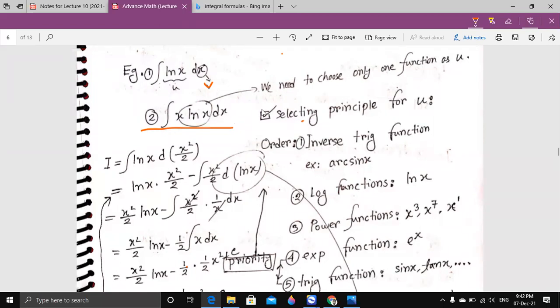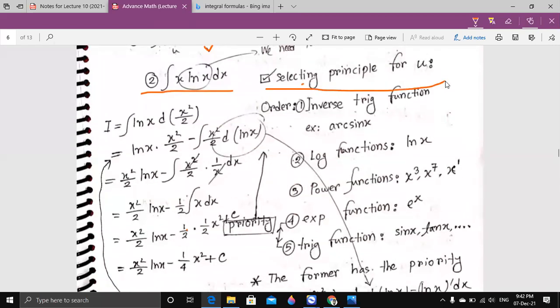So now here is some selecting principle for u. We have inverse trigonometric function, that is arc sin x, arc cos x. Then we have log function, power function, exponent function, and trigonometric function. So the priority is firstly this one. Then this one. And then this one. Then this one. And lastly this one.